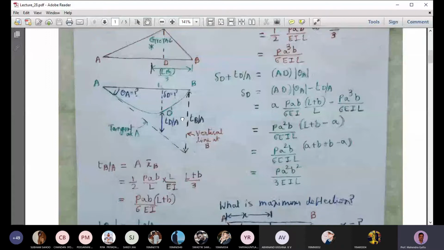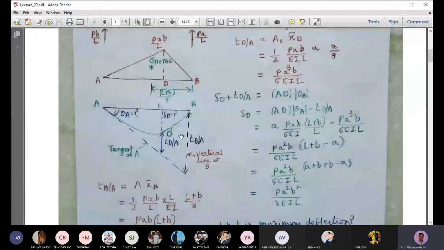Now what are we interested in? We are interested in finding delta D, the deflection at the point of application of load. To find that, we already have a tangent here. From point D, we draw a vertical line, and this vertical line will intersect the tangent at some point. Let's call it K. Now we can calculate T D by A.